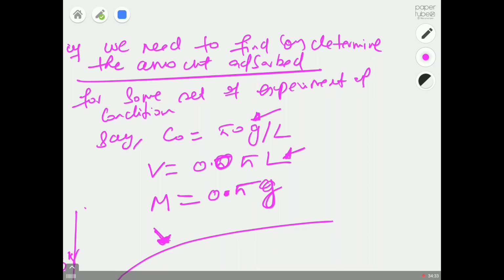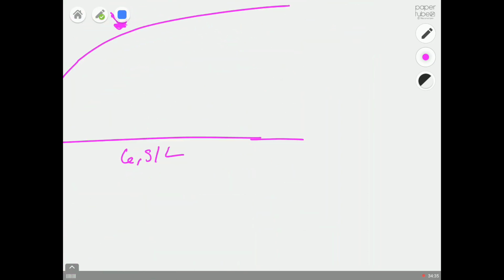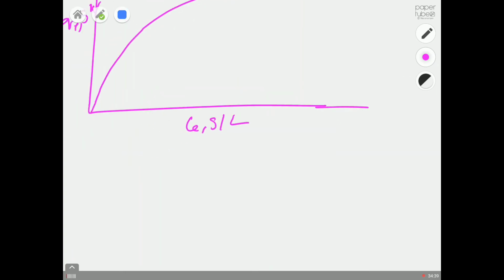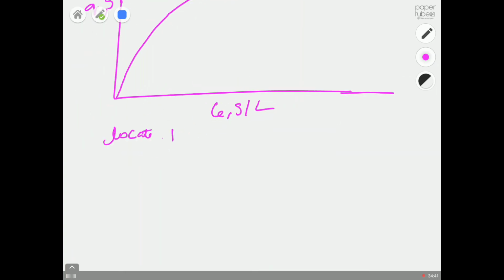Yeah. So all you need to do is locate the point C0 comma Q0. So Q0 will always be 0 because when time t equals 0 nothing will be adsorbed.